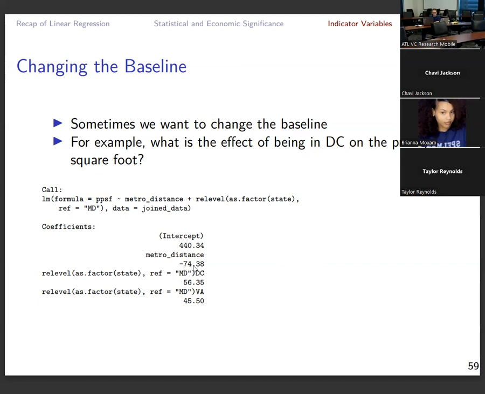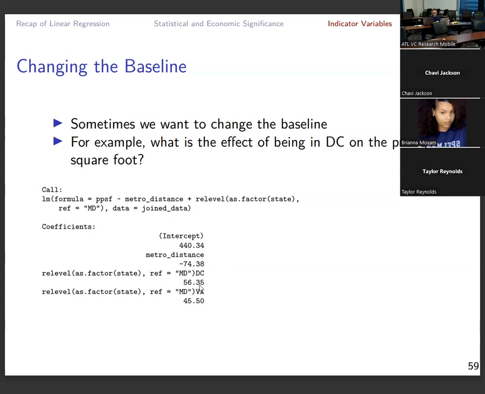And then this coefficient here, this minus 74, would then be how much, oh, excuse me, that's for the metro, sorry. This value 56.35 would tell me how much that average per square foot in DC differs from Maryland. And because it's positive, I know that DC is more expensive than Maryland by $56.35 per square foot.